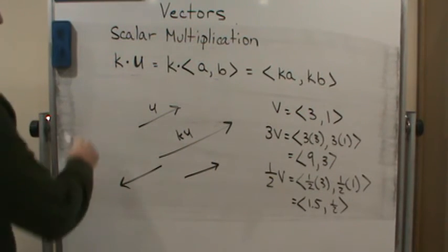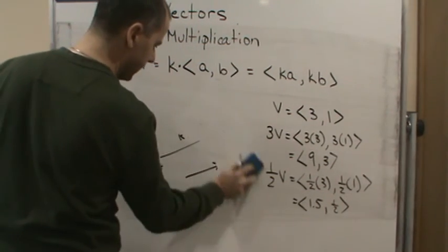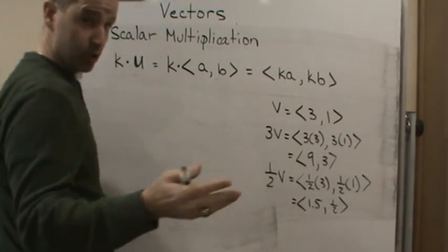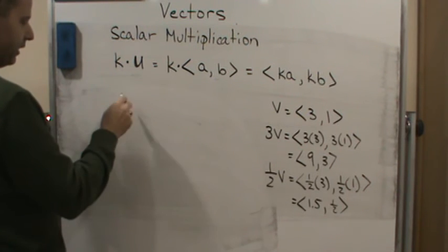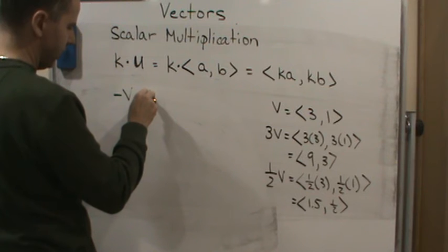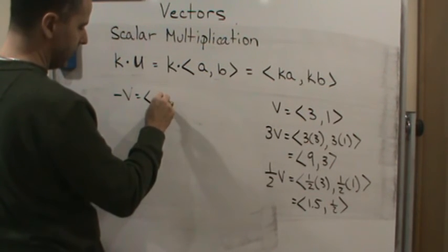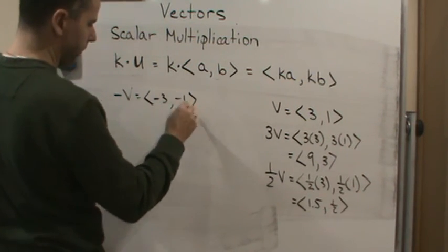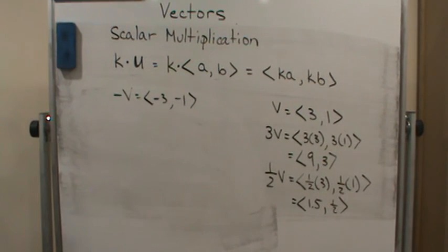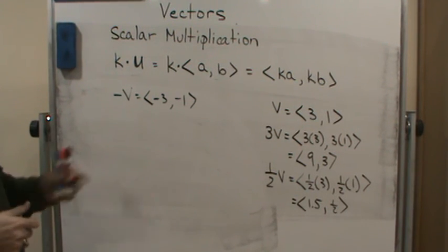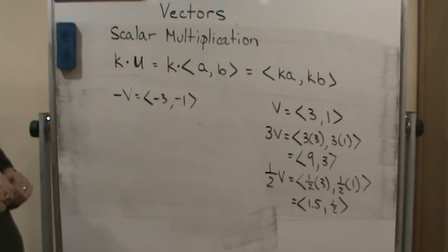Okay? And then of course, negative v, as you've seen in the last one, is just taking the opposite direction, like we showed you in the addition. So negative v is just taking the opposite of the components. Negative v in this case is going to be negative 3, comma, negative 1. And again, in this case we're not changing the magnitude of the vector, but we're changing the direction to the reverse or opposite direction.